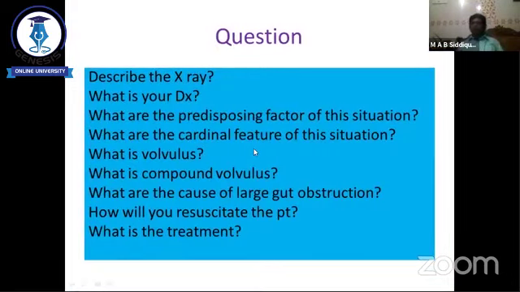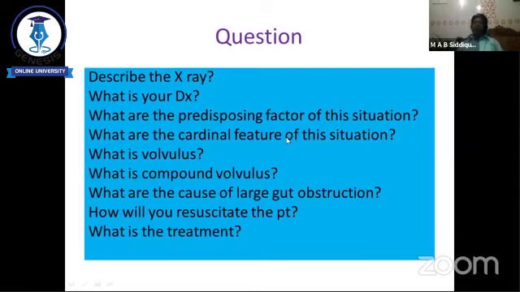So what are the causes of large bowel obstruction? This is another way you can mention it: outside the lumen, like volvulus and intussusception; in the wall, intramural, like carcinoma of the rectum, Crohn's disease, tuberculosis; and another way outside the lumen is volvulus. So how will you resuscitate the patient? It is the same way of resuscitation: fluid and electrolyte correction, IV fluid, analgesia, antibiotic, antisecretory, and catheterization.